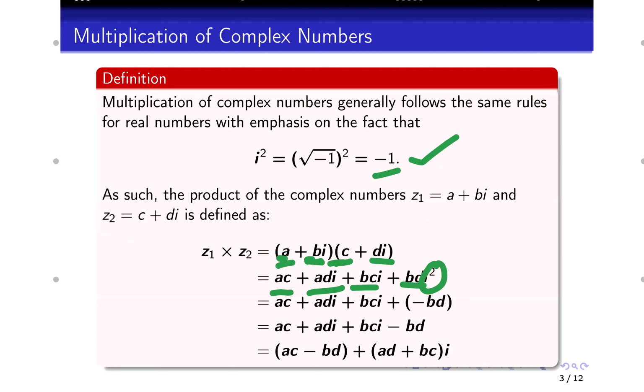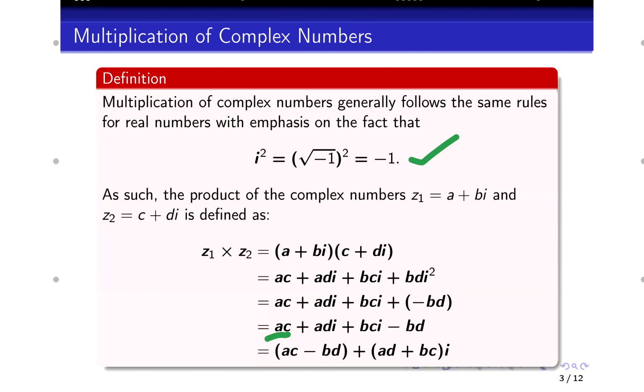So that's why you now have, of course, the normal ac plus adi plus bci. Then bdi squared is now minus bd because i squared is -1. So -1 times bd is minus bd. So we tidy that up to have ac plus adi plus bci minus bd. Plus times minus is minus. So what we now do is to collect like terms with the imaginary unit and terms without the imaginary unit. Talking about terms without the imaginary unit, we have ac minus bd. That'll be the real part here.